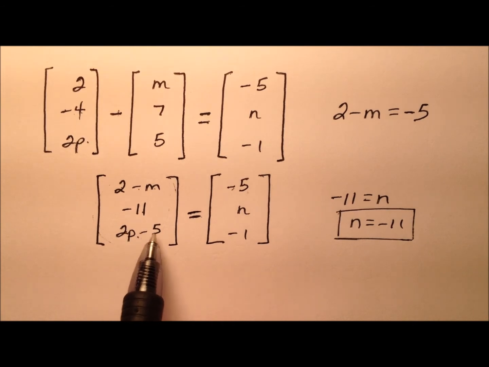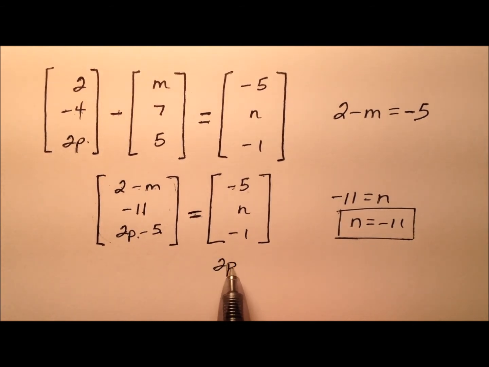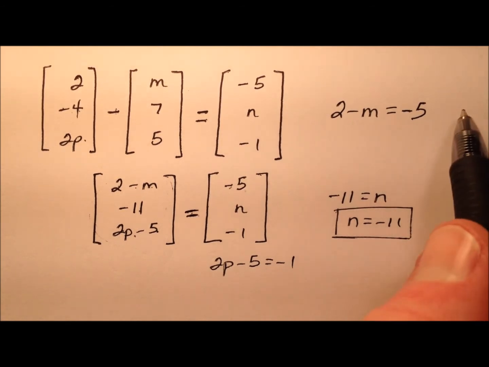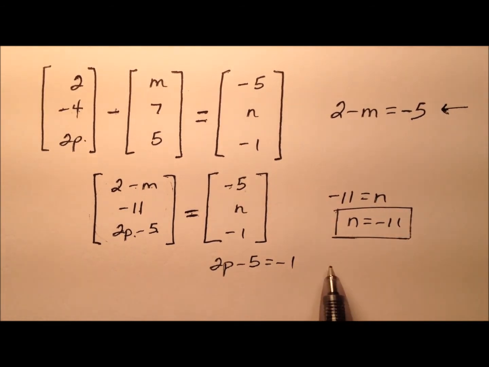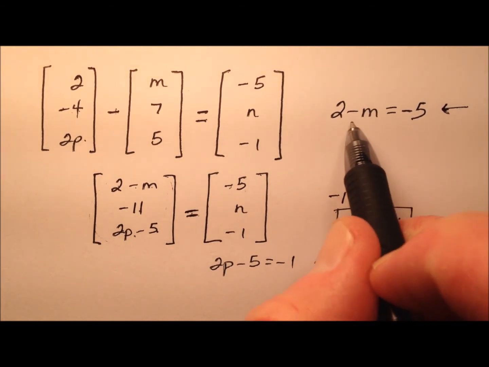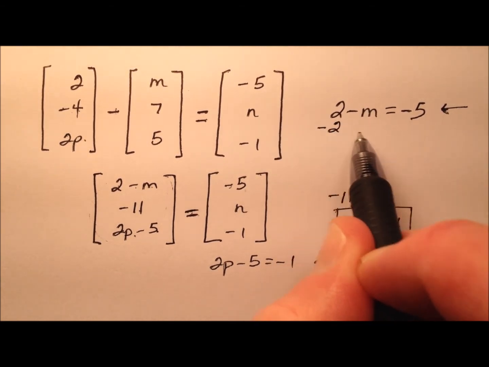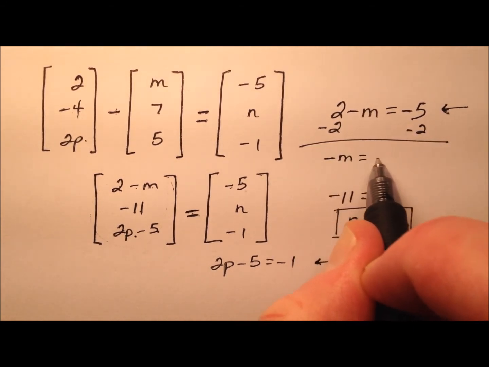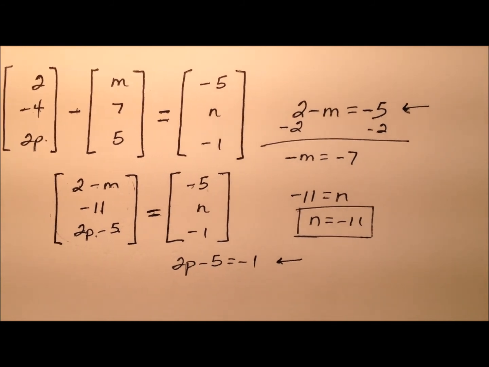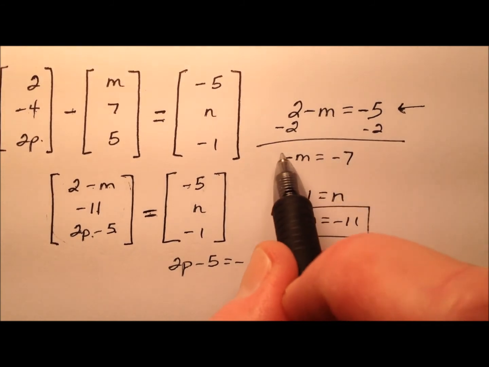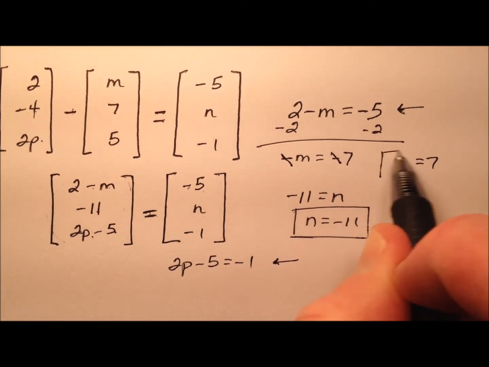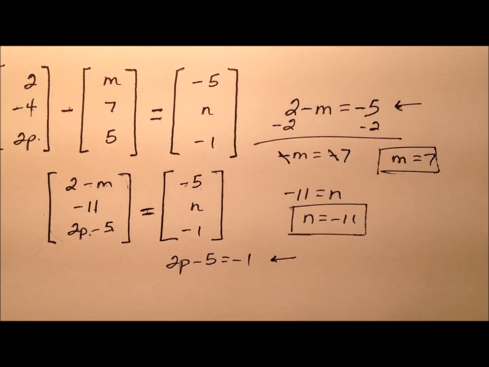And finally, 2p minus 5 equals negative 1. So it looks like we have two equations that we need to solve. This one for m, and then this one for p. Okay, so let's start up here. This m is a negative m, so let's go ahead and subtract 2 from both sides. We see that negative m equals negative 7. And whenever we divide both sides by this negative, we can just cancel them out there, and we say m equals 7. Okay, so there's that value.